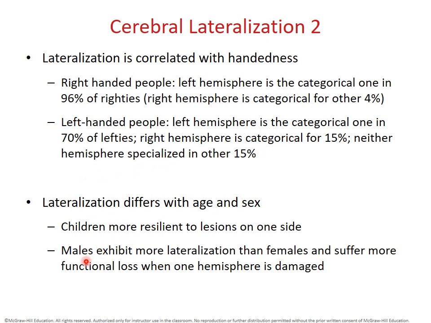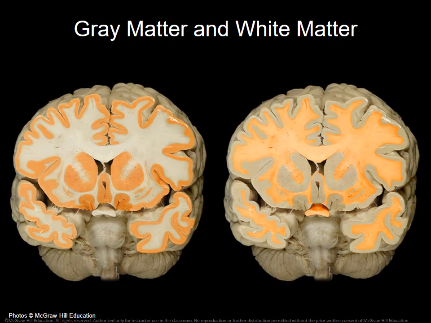Also, there are sexual differences. Males tend to be more lateralized than females, and children tend to be less lateralized. And as we get older, we tend to become more lateralized. Again, just a view of the gray matter and white matter to finish this out.